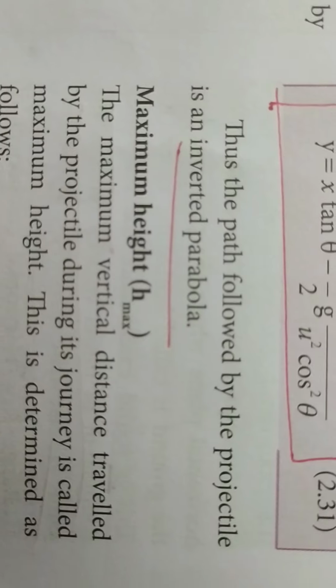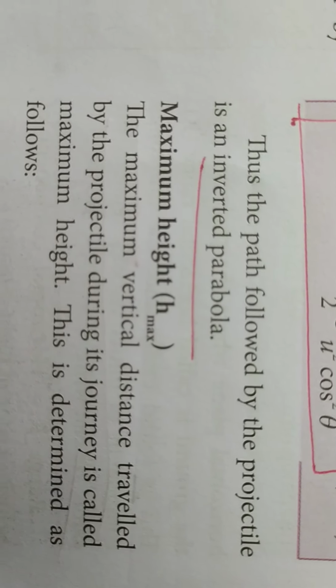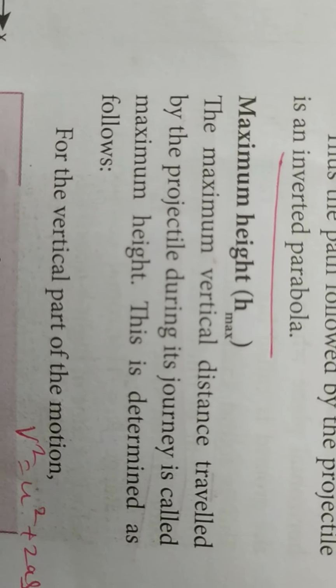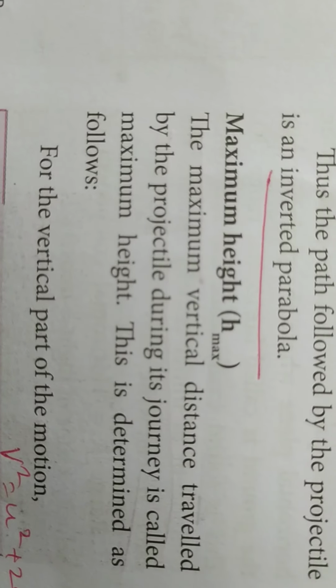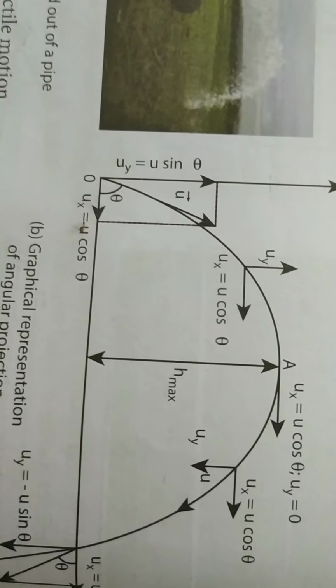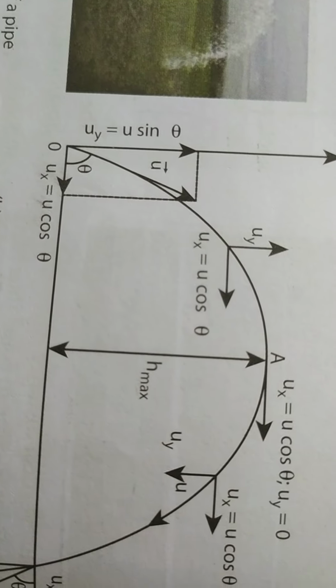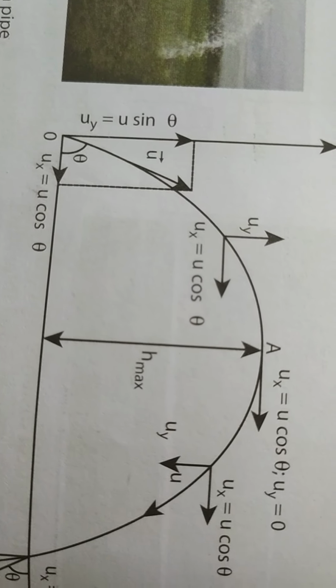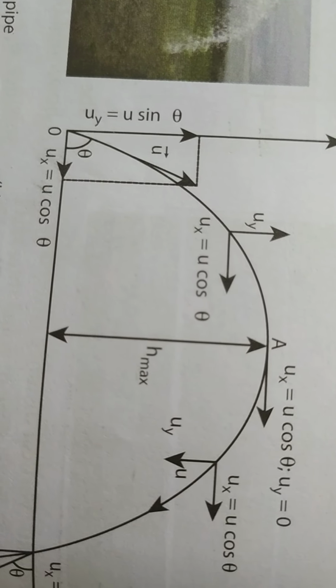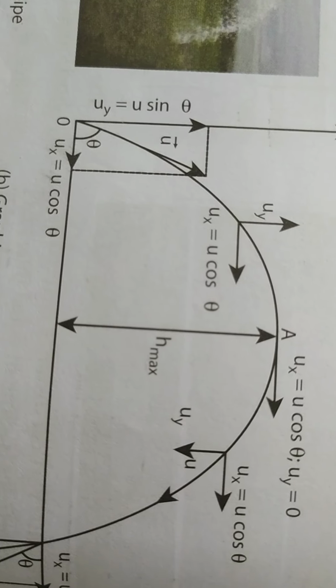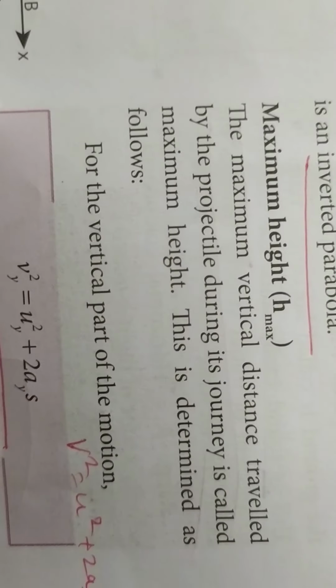So the path followed by the projectile is an inverted parabola. Next we are going to see about maximum height. Maximum height means that in this diagram, at A it reaches the maximum height. What is the maximum height from the ground? That we shall see as h maximum. So what is maximum height?